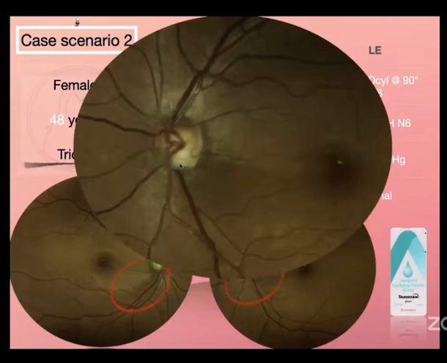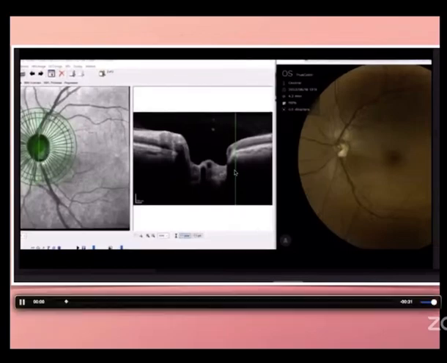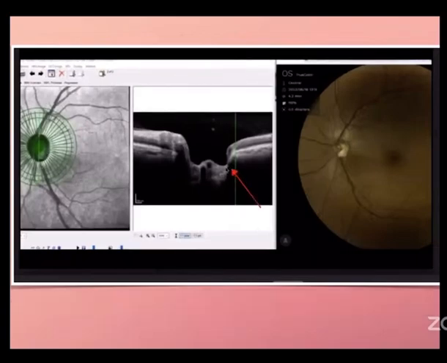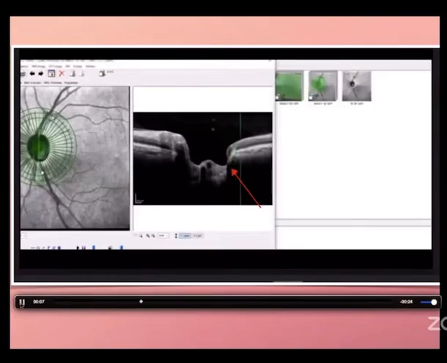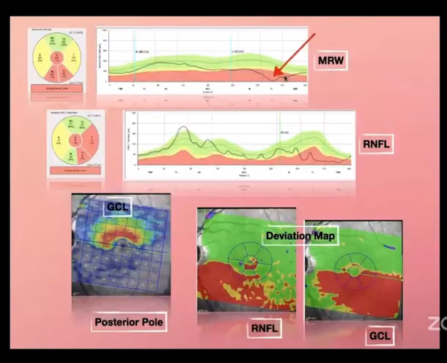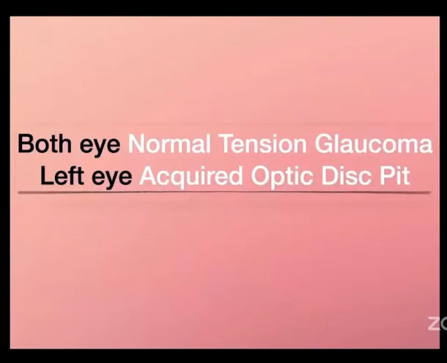When we took an OCT at this site and ran over this particular site, on a close look there is a discontinuity in the NRR corresponding to this defect. At the similar site, the MRW shows deeper thinning with the corresponding RNFL, with a complete loss of the GCL involving the inferior quadrant. The field defect shows a deep scotoma involving the fixation. So this is a case of normal tension glaucoma with a left eye acquired optic disc pit.